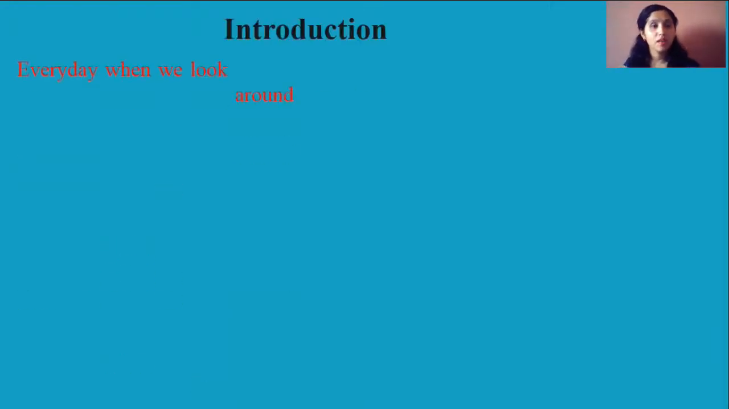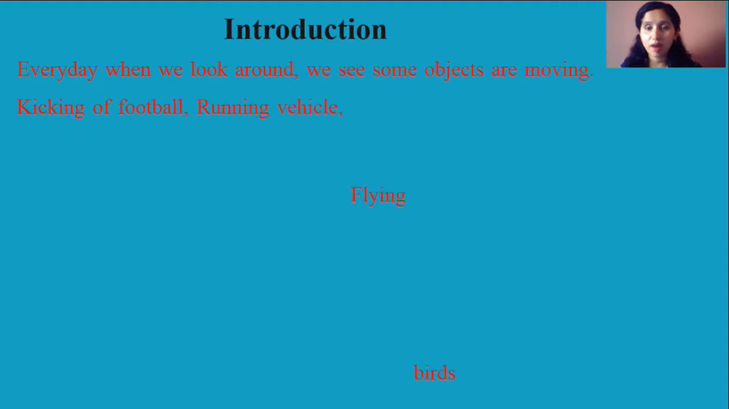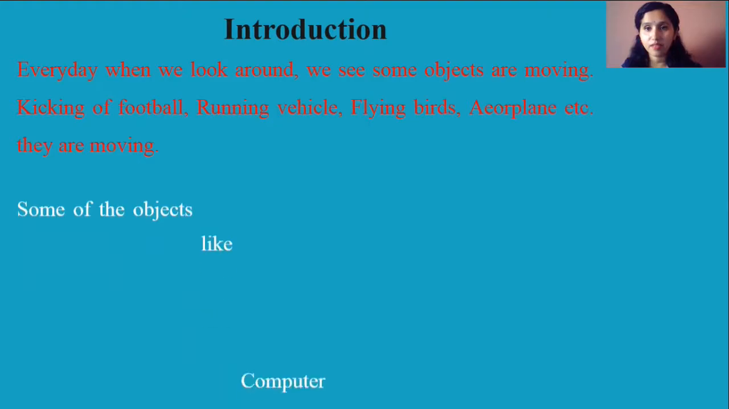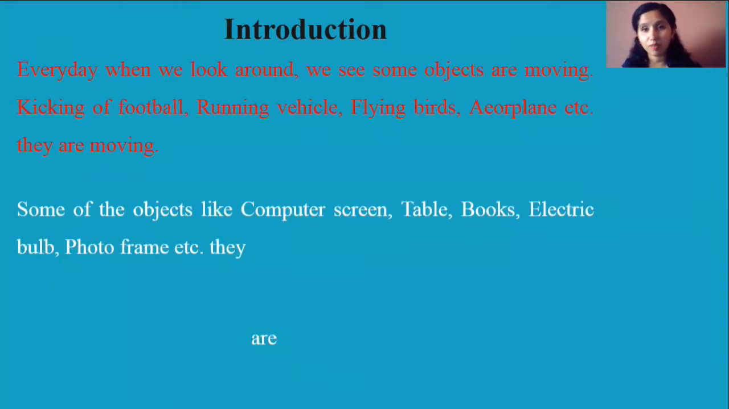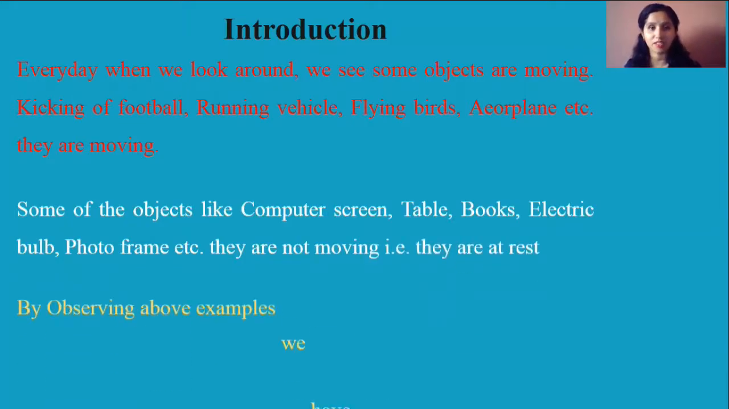Introduction. Every day when we look around, we see some objects. Some are moving, like kicking of football, running vehicle, flying birds, aeroplane, etc. They are moving. And some of the objects like computer screen, table, books, electric bulb, photo frame, etc. They are not moving. That is, they are at rest.